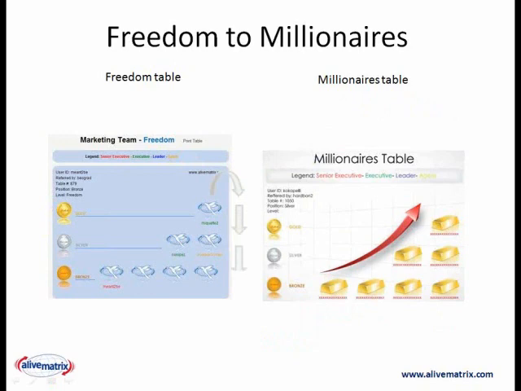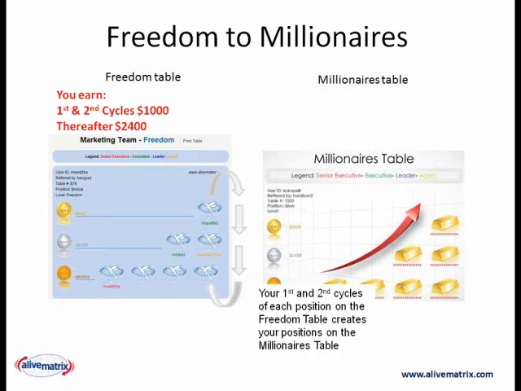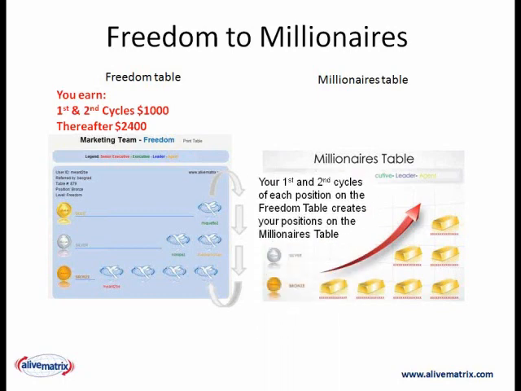So as we saw before, when you start cycling on the freedom table, you earn on the 1st and 2nd cycles a $1,000 marketing fee, and thereafter $2,400. So why do you get paid a little bit less on the 1st and 2nd cycle? This is very simple, because your 1st and 2nd cycles of each position on the freedom table creates your positions on the millionaire table, which means that you never have to put your hands in your pocket again.